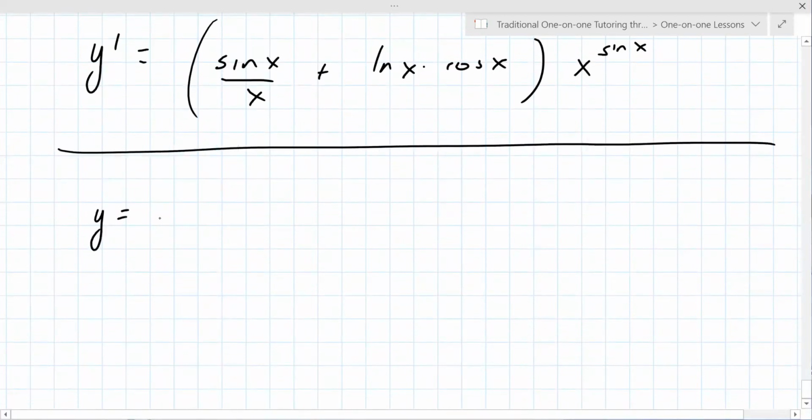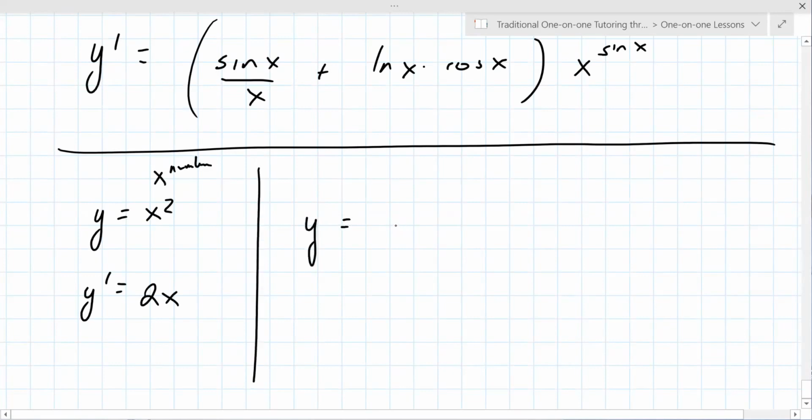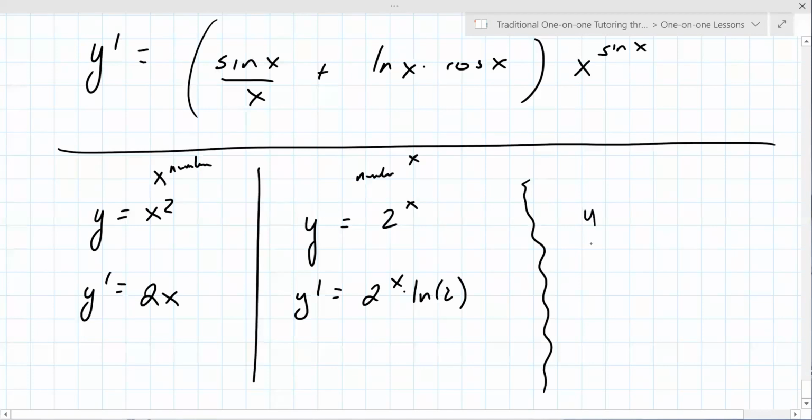So if y equals x squared, the derivative is 2x. This is x to a number. If y equals 2 to the x, it's a number to x, and the derivative is itself times the natural log of the base. So the only other possible variation on this is x to the x. Okay, so x to a number, that's power rule. Number to x, but now it's like x to the x.